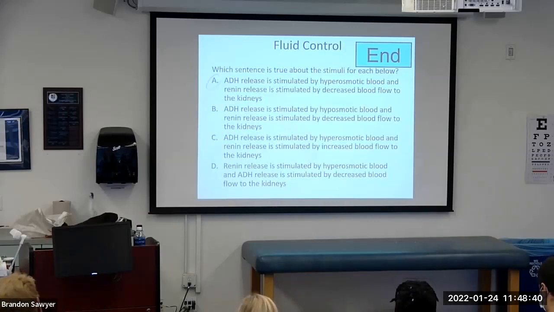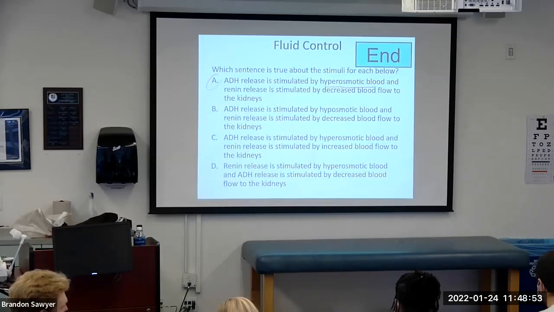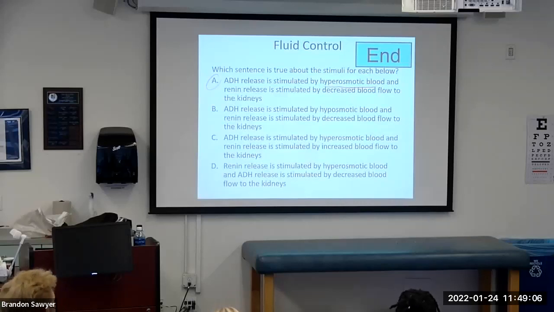So ADH release is stimulated by hyperosmotic blood. So what's a way to get hyperosmotic blood? What does that mean as far as the balance of salt versus water? More salt, less water, or more water, less salt? Hyperosmotic would be a lot of salt, not much water. That's just being dehydrated, right? So when we dehydrate ourselves, we lose more water than we do salt. Sure, we lose some salt too, but we lose more water. So obviously exercise is directly connected to that.